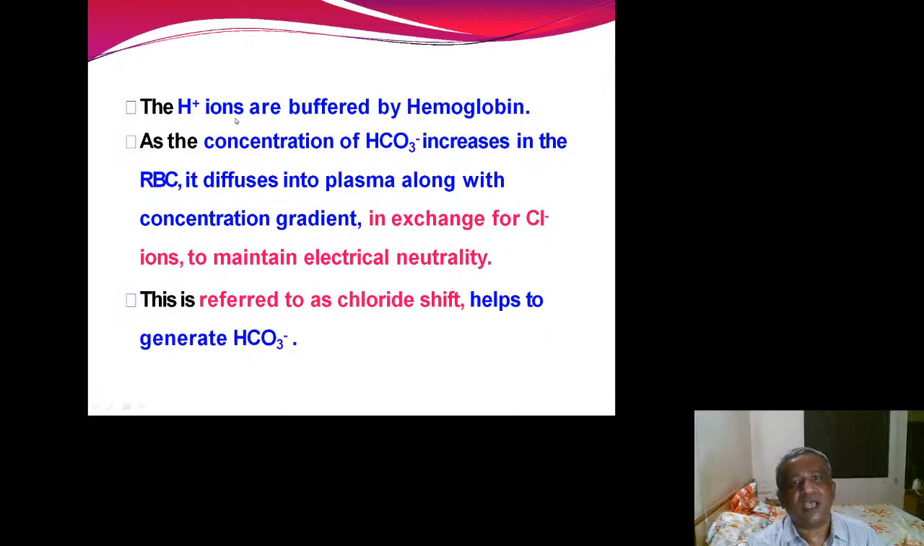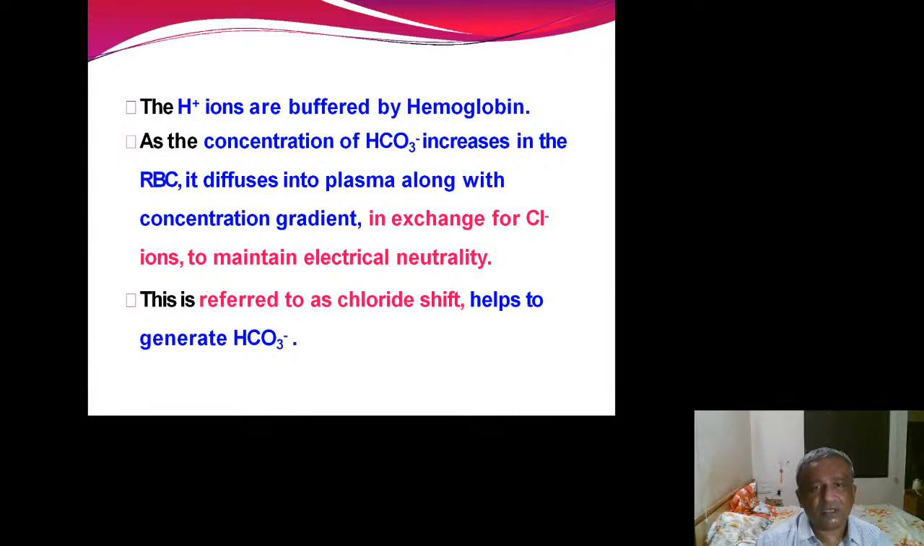The H plus ions are buffered by the hemoglobin. This hemoglobin will combine with the H plus. We'll understand this simply in the figure which follows after this slide. As the concentration of HCO3 increases in the RBC, it diffuses into the plasma along the concentration gradient, in exchange for chloride. This is called the chloride shift, which maintains electrical neutrality, and it helps to generate the HCO3.